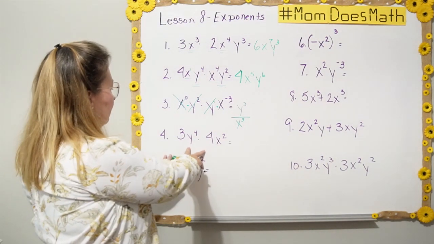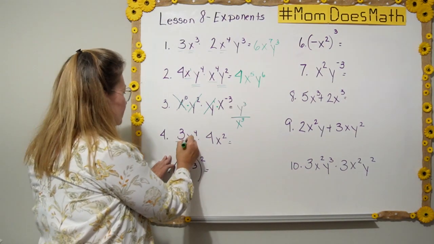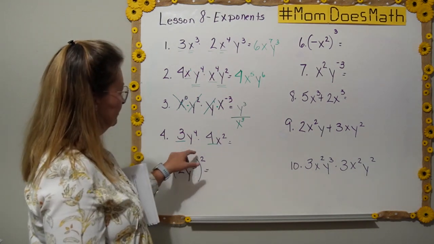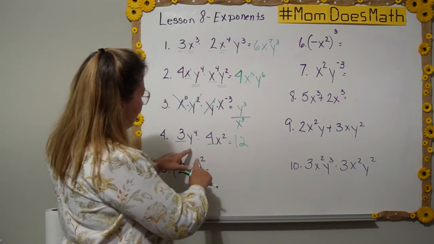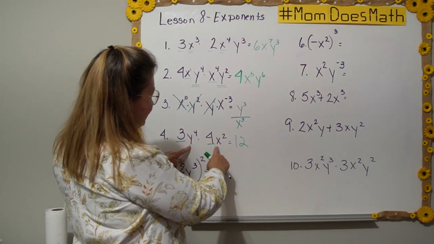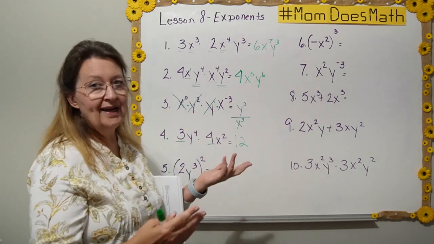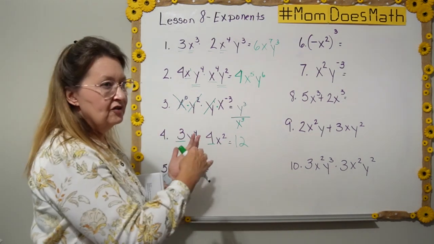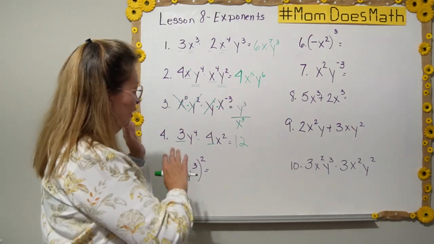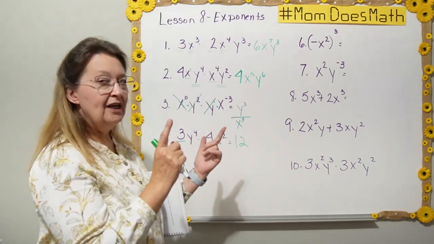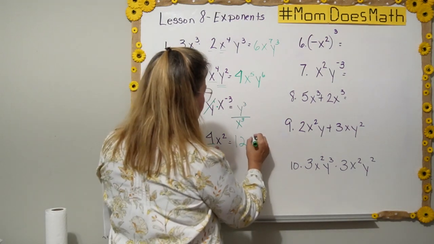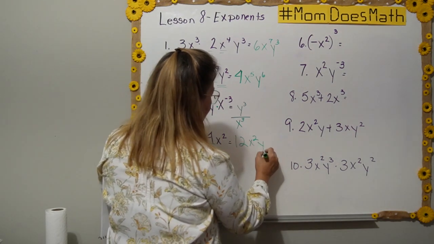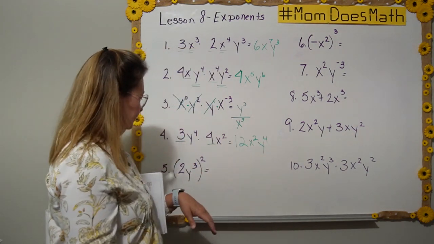All right, let's look at number 4. First, multiply those constants together. 3 times 4 is 12. Now look, I have a y to the 4th and an x to the 2nd. They don't match, so I can't combine them. There's nothing else to combine them with, so they're just going to come over here, but I need to put them in alphabetical order. So let's put x squared first and y to the 4th next.